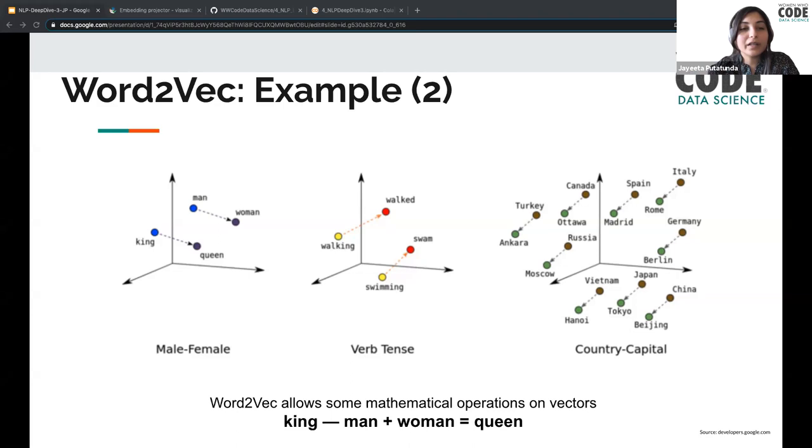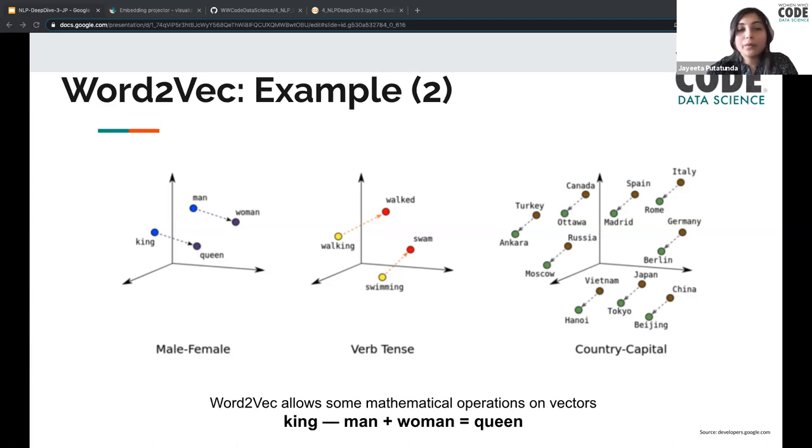It mentions here, if you do mathematical operations on vectors utilizing Word2Vec, and say, hey, if you do king minus man, but you're also doing a plus, when you say plus, that means the positive reinforcement. And we are saying that we want the word woman to be given preference over man in terms of finding the closer word to king. I'll repeat that once again.